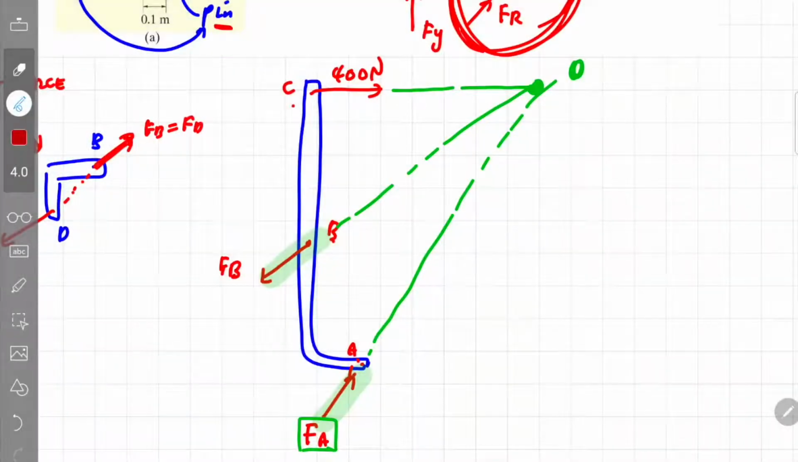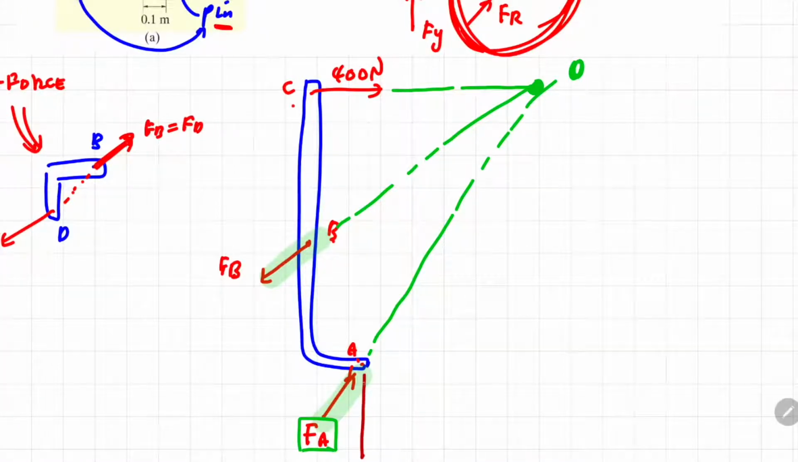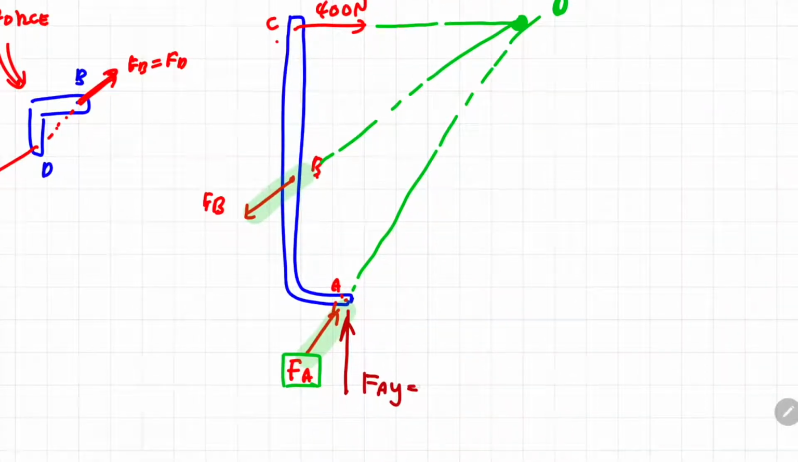I use a different color. If this is my FA, this is my FAy, or I can also rewrite it as FA. Which angle should we take? Let's take the angle here. Let's call this angle theta. So I need to find FA sin theta.